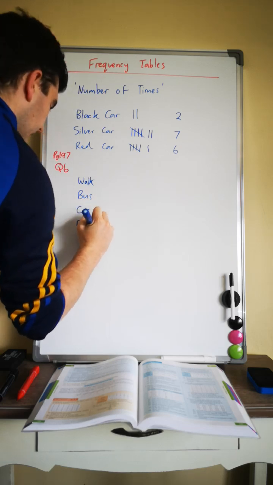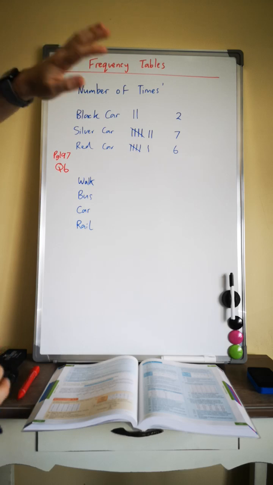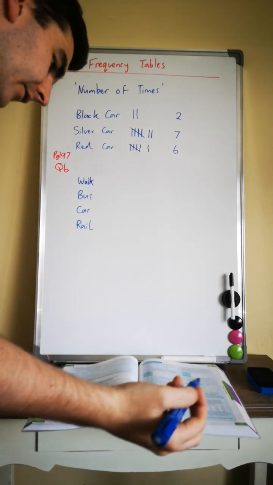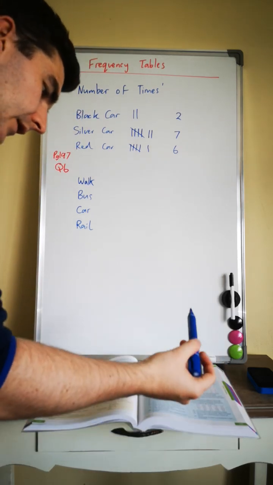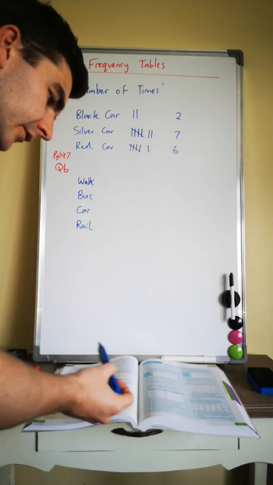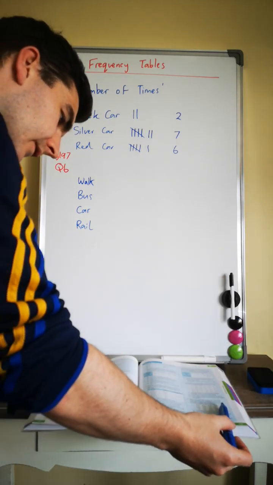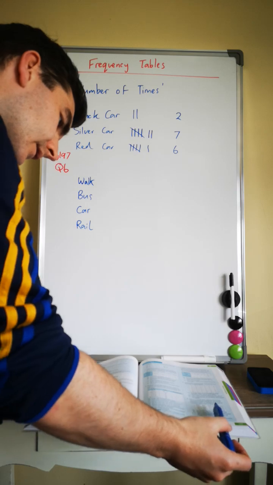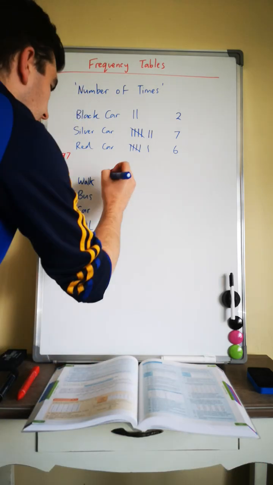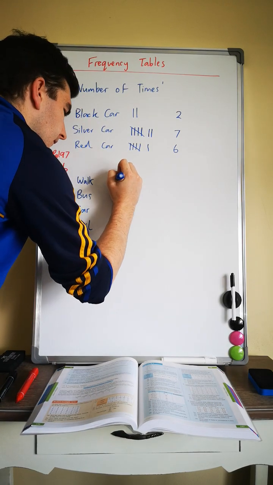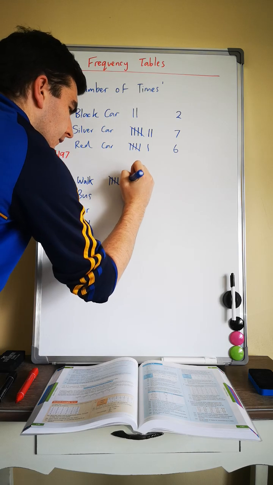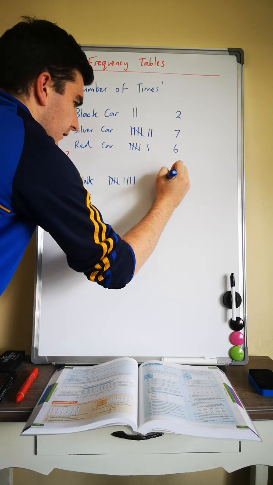These are always trying to catch you out. They always put loads of information in a table to try and catch you out, so you have to try and count them. To count all the walk ones, I'm just going to go across in the line. So 1, 2, 3, 4, 5, 6, 7, 8, 9. So I have 9 that walk.